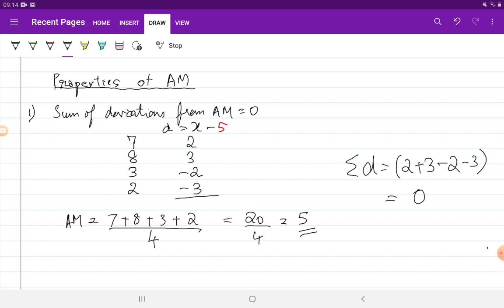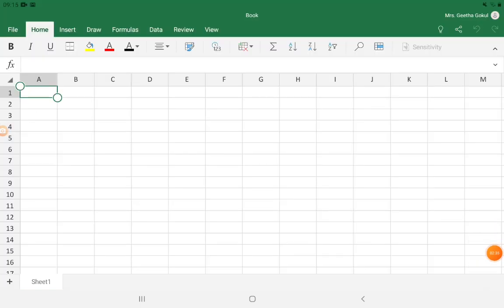This is just a random example that I made up. You can use any numbers that you choose. In fact, if you want, you can actually try this out on an Excel spreadsheet. Just to convince you, I have taken an Excel sheet and now I'm going to type in a few numbers.